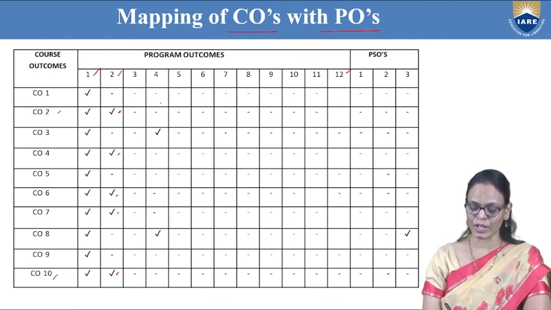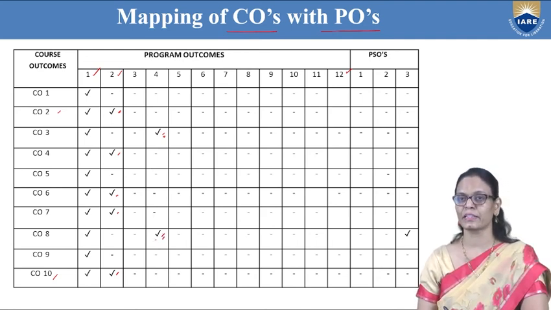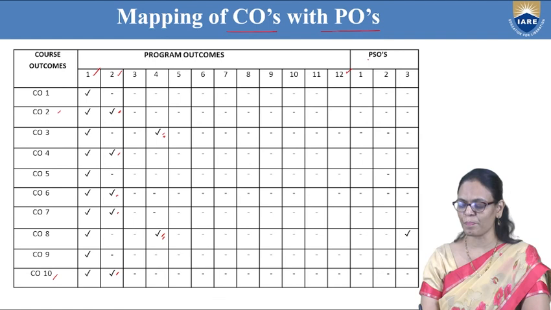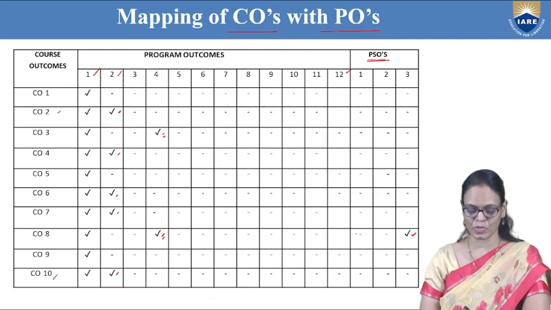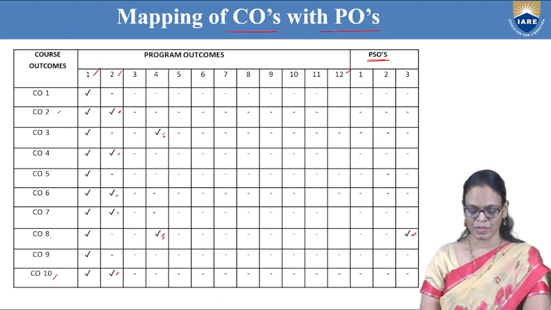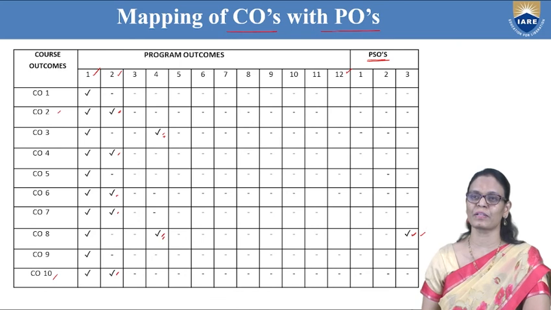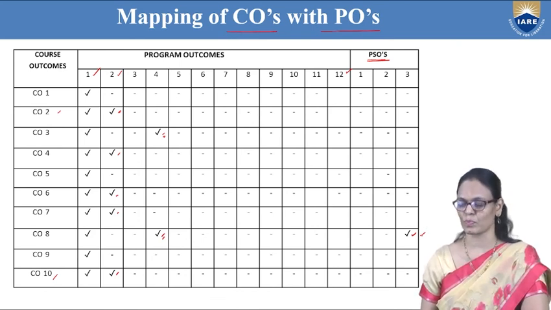Then again, the fourth one, where we are talking about complex analysis, interpretation of data and all, we are relating it here. And also, if you see the PSO, the program specific outcome, we have mapped it to one program specific outcome, that is the use of modern tools for various computer programs, and also for lifelong learning and for the development of studies. So here CO8 is mapped to PSO.